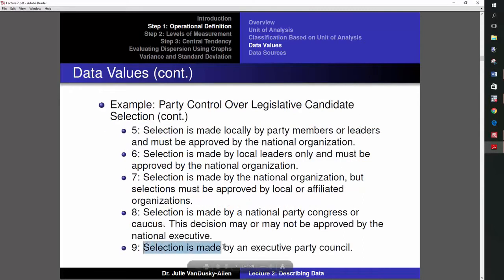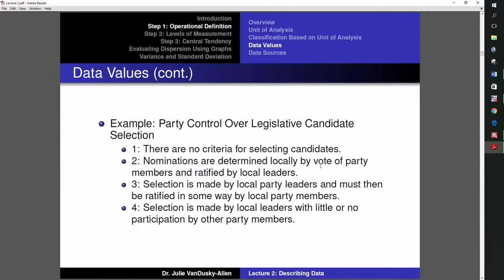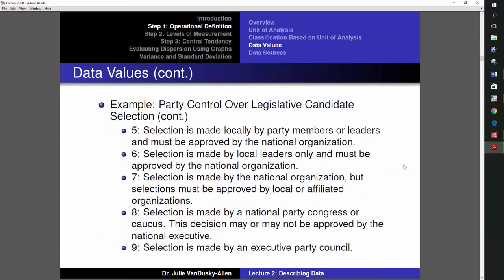A 9 would indicate that the selection is made by an executive party council. This would be the most control a party could have over candidate selection. And the values in between 1 and 9 would indicate variations between these two extremes, with lower values indicating that local party leaders have a lot of control over candidate selection, moderate values indicating that local party leaders and national leaders share control over candidate selection, and higher values indicating that national party leaders have a lot of control over candidate selection.